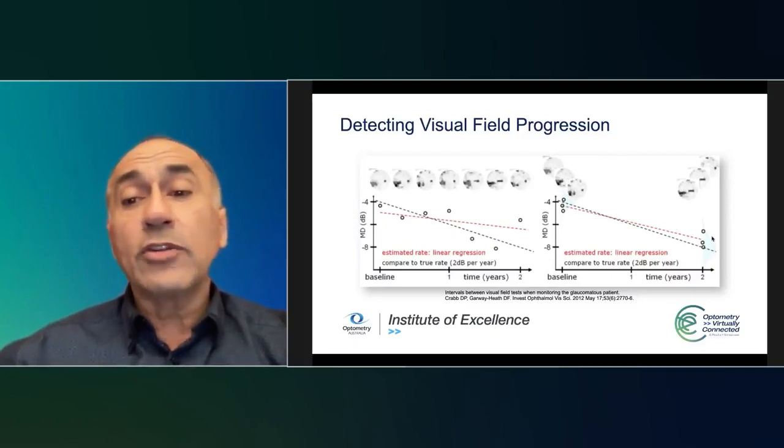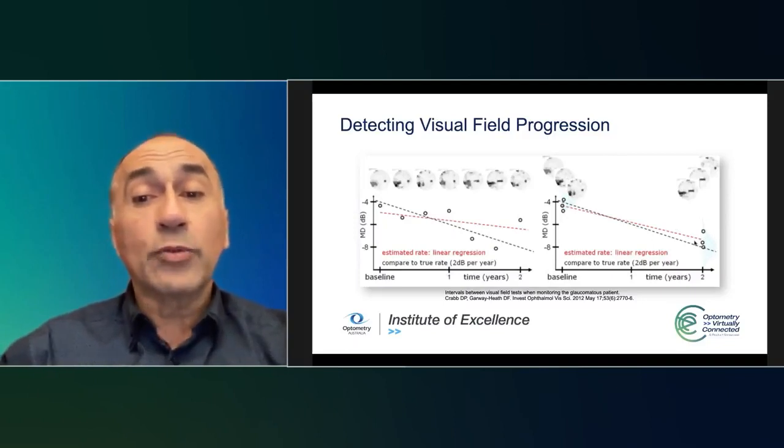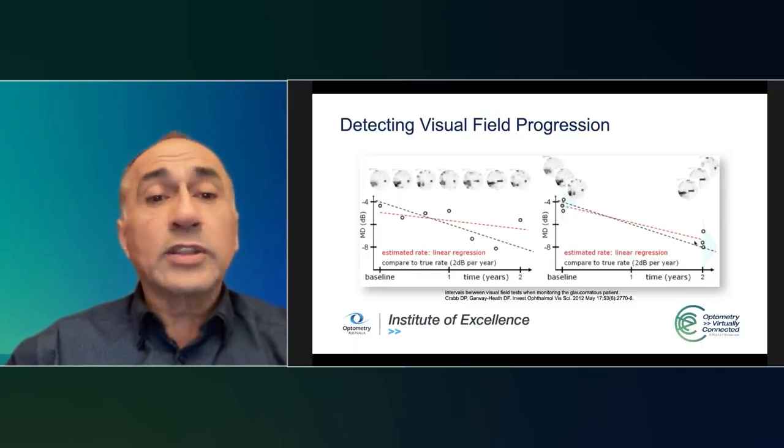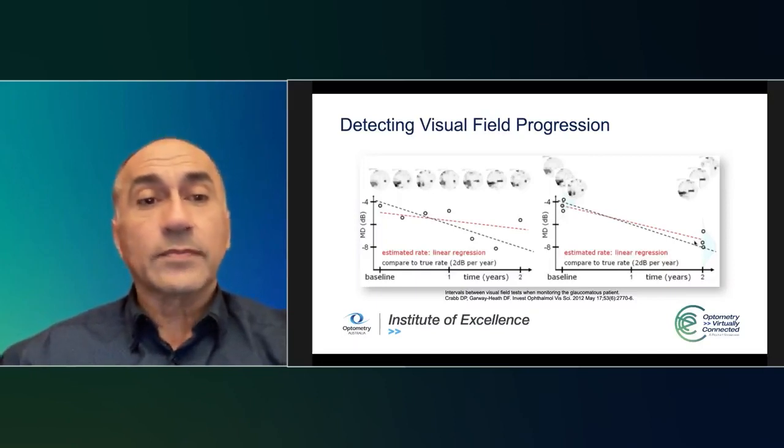You can compare that variability to the variability 2 years later, and the software can do a linear regression much more accurately and find the true rate for you much better than with spaced visual fields. So it's strictly due to statistical analysis.